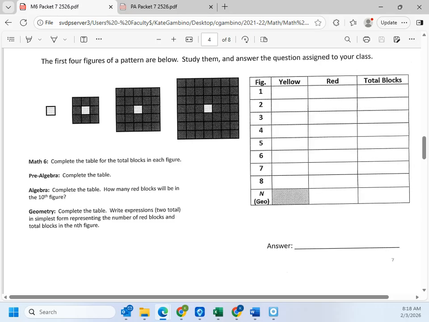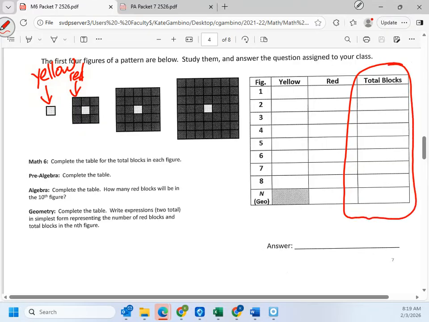For our patterns, I wrote on yours that this is the yellow, that light color, the red is the dark color. We need to complete the table for total blocks. So in our first figure, how many blocks are there? Say it out loud. 1. In our second figure, how many blocks are there altogether? 9.